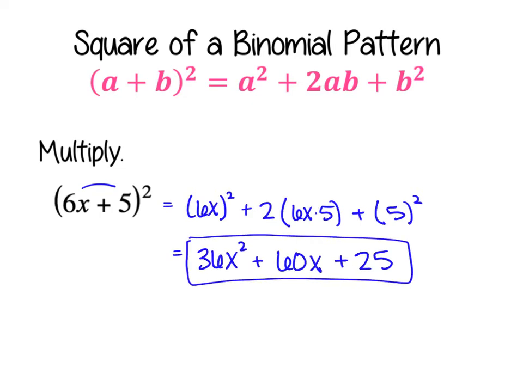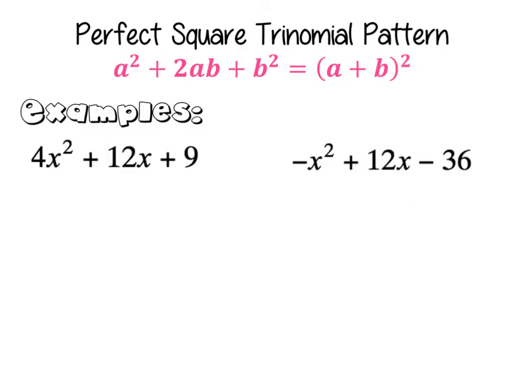Right? So how can I work backwards? What I would want to recognize is that I know the square root of the first and the last terms. And then I can just check to see if the middle term is double those two things together. So the very first thing I should always look for, is there anything I can divide all of the terms by? But for this one, there isn't.